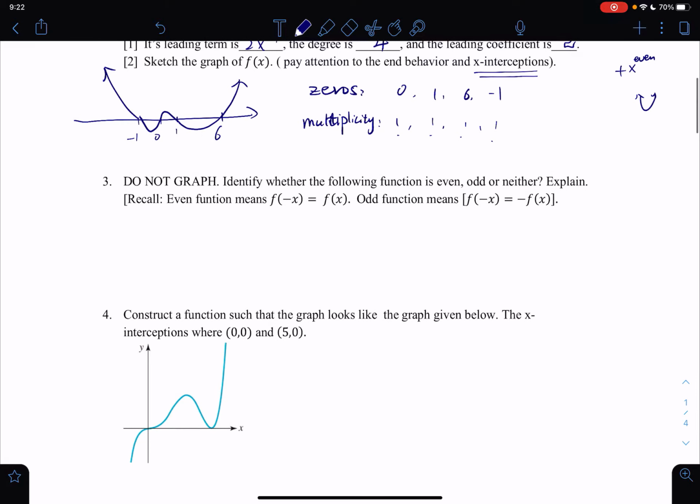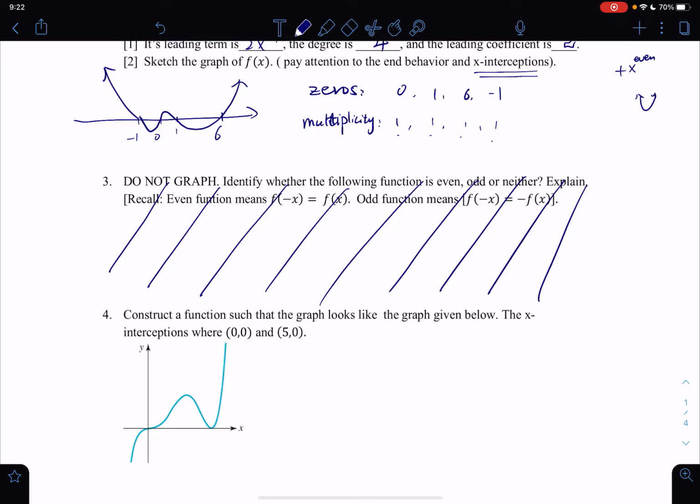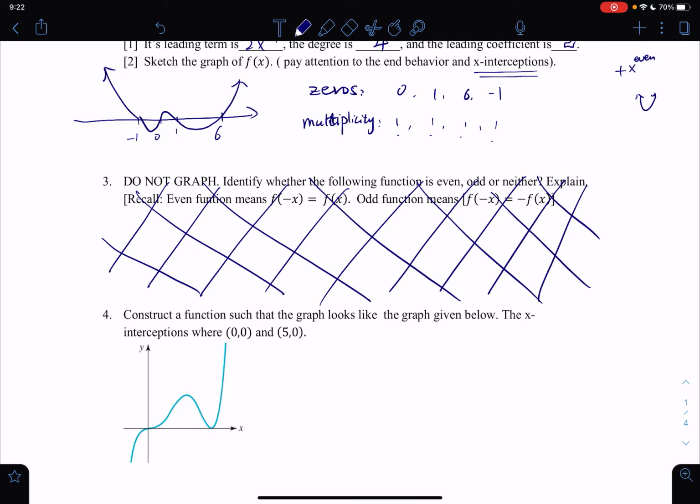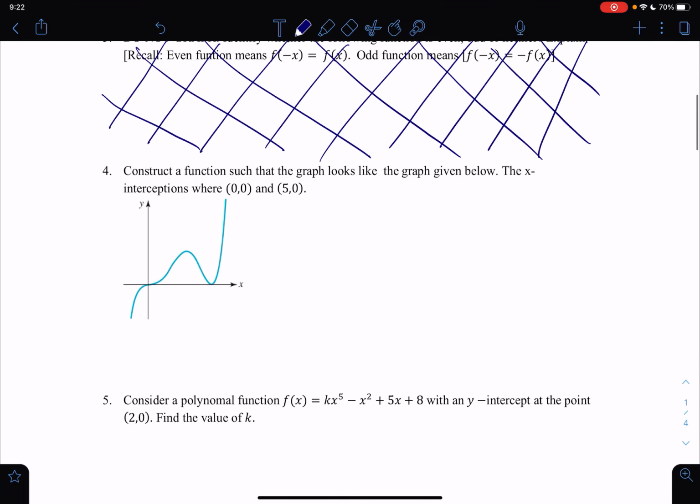The next problem, I'm sorry, I made a mistake, so I should have filled it in. So you can feel free to ignore this problem. I didn't have the function written down, so never mind.